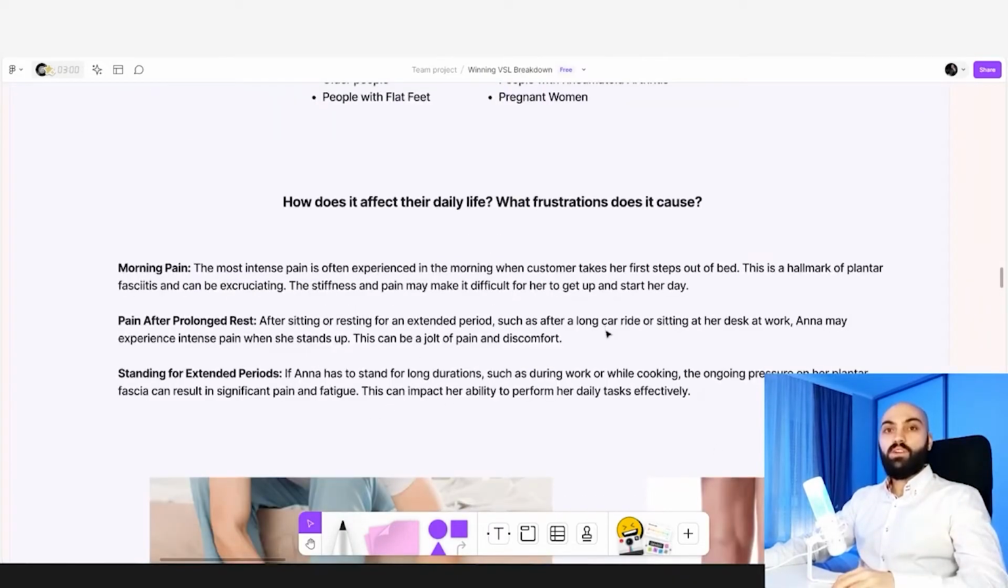How does it affect their daily life and what frustrations does it cause? So here we want to focus on their emotions. For example, when they wake up, they have that morning pain. They would love to have the product that would relieve them from that. We need to put ourselves in their shoes and use all of these pain points to our advantage.